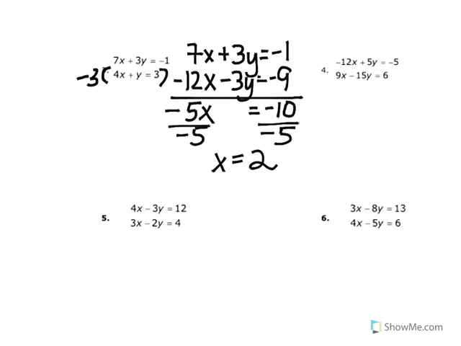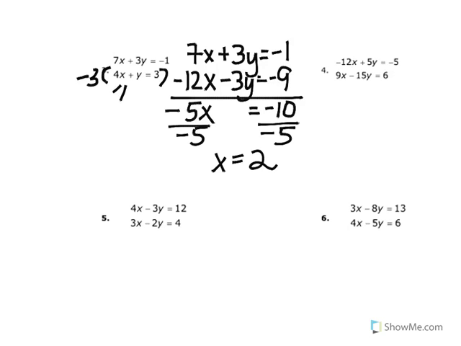So I hope you ended up with x equals 2, because 7x minus 12x, negative 5x, negative 1 minus 9, and the signs are the same, add them up and keep the sign, negative 10, and then a negative divided by a negative is a positive. So now let's take this 2 and plug it back into one of the original equations.